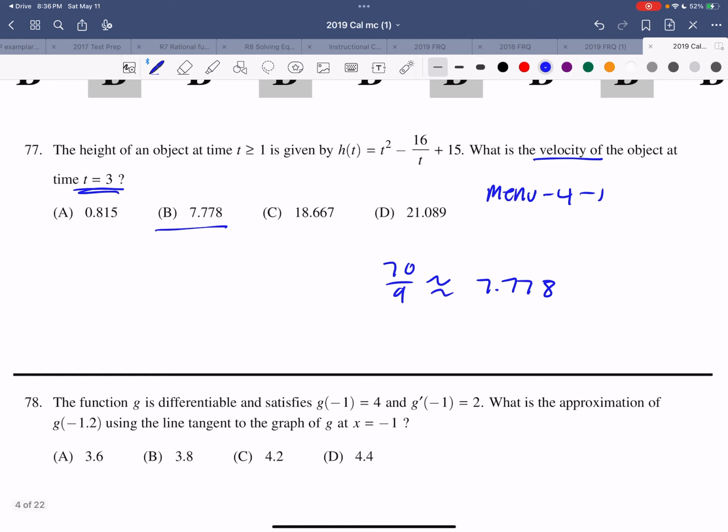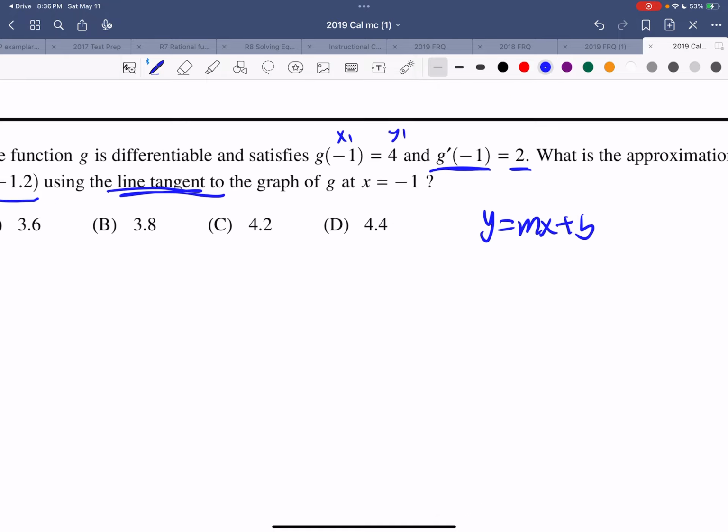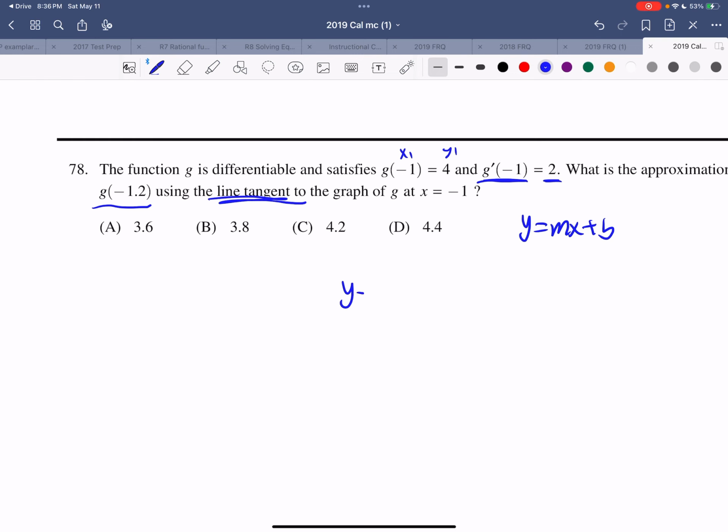All right. Now question number 78. The function is differentiable and satisfies, when x is equal to -1, y is equal to 4. And this one is the slope, right? And what's the approximate value at -1.2 using the tangent line? So whenever you see the words tangent line, you're gonna use either y equals mx plus b, slope intercept form, or y minus y1 equals slope times x minus x1, whichever you want. You're gonna get the same answer.